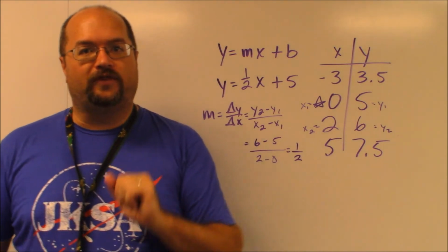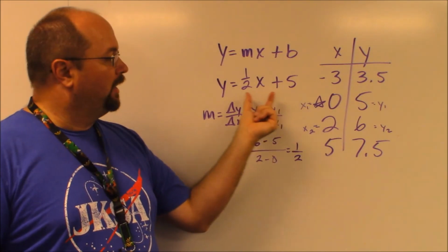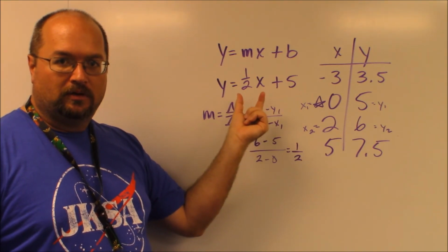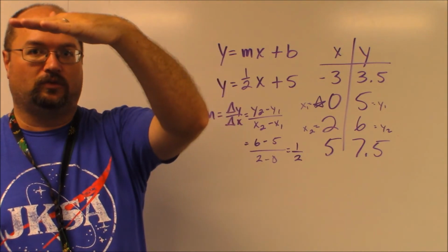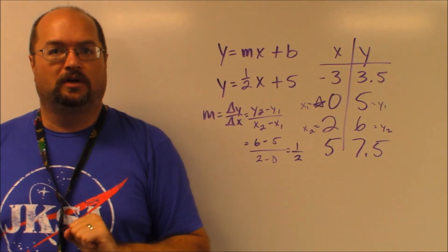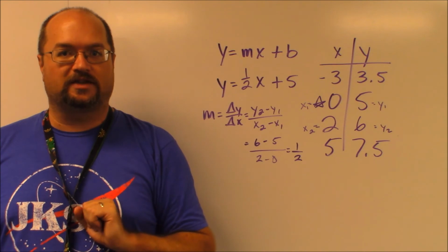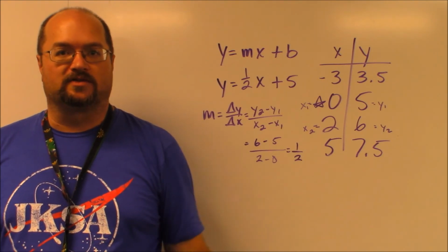All right, so here's my equation. Now I need to find a graph where the y-intercept is 5 and the slope is 1/2, which means the rise is up 1 and the run is over 2. And I should be able to point that out very simply. So pause the video, see if you can find which graph is correct. Once you've selected your answer, unpause, and we'll verify that you got the correct answer.